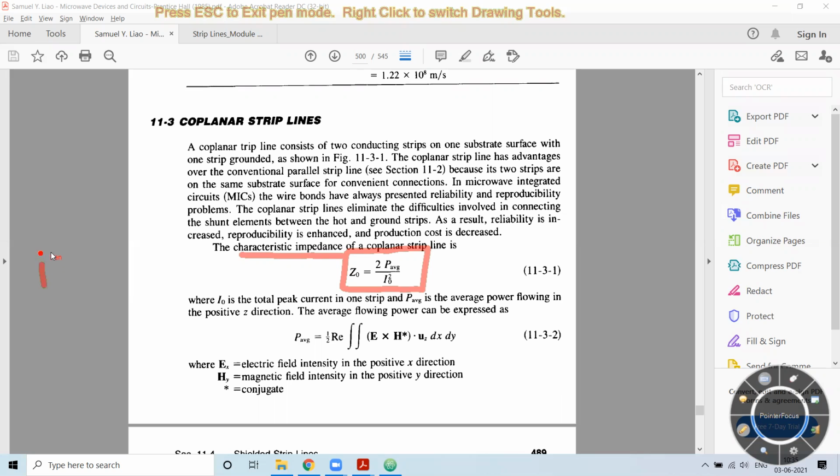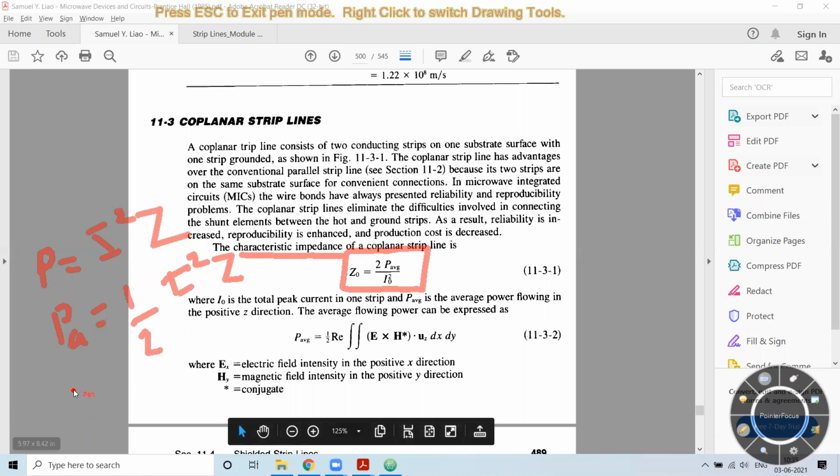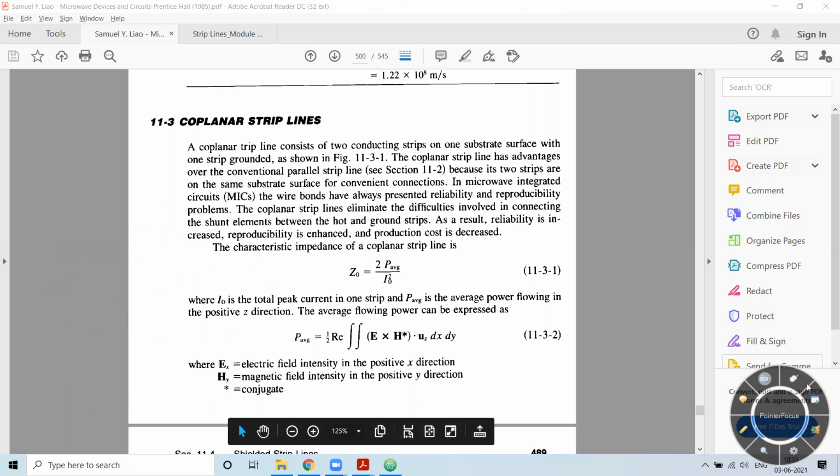So generally, when you have power, in very simple terms, we write it as I square Z. When we want the average, we take 1 by 2, that is half of this P value. Therefore, Z will be equal to 2 times P average divided by I square. So that is what is utilized over here.